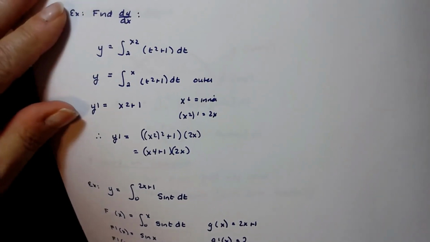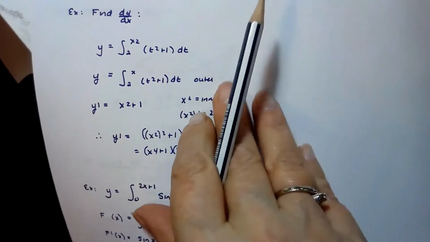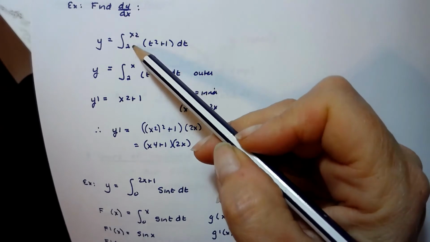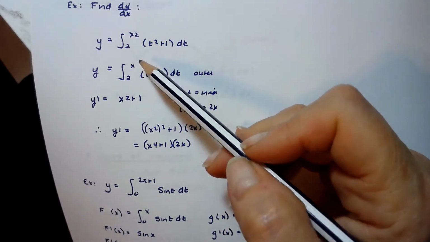Here's another one. We want to find the derivative. And again, you see this just goes from 2 to x squared. So I put this one in here. I know this is the same as the last one. The function's different, but I just want to show you that that lower limit doesn't matter.